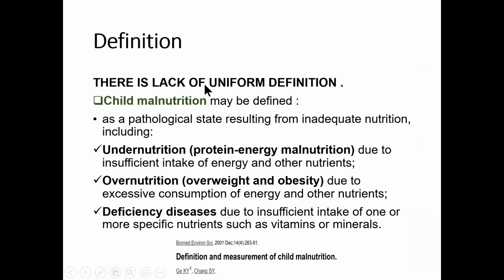So looking at some definitions of malnutrition, I'll take some definitions. There's a lack of uniform definitions. So child malnutrition may be defined as a pathological state resulting from inadequate nutrition, including undernutrition, where we talk about protein energy malnutrition, which is what most people think of when they think of malnutrition. This one is mainly due to insufficient intake of energy and other nutrients. Overnutrition, where we talk about overweight and obesity, is due to excessive consumption of energy and other nutrients. It is also malnutrition. And it can also be a deficiency disease. This will be due to insufficient intake of one or more specific nutrients, such as vitamins and minerals.